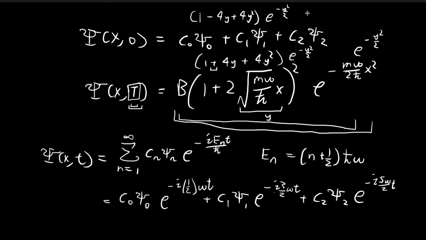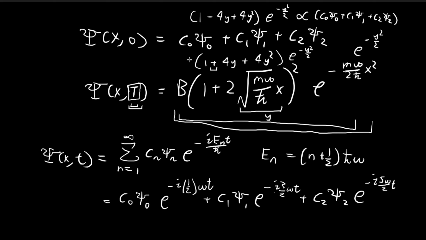And we know from last time that the initial wave function is proportional to C0 times xi0 plus C1 times xi1 plus C2 times xi2. We know that because the only difference between these two terms is the normalizing constant. So that's why I used the proportional symbol over here.